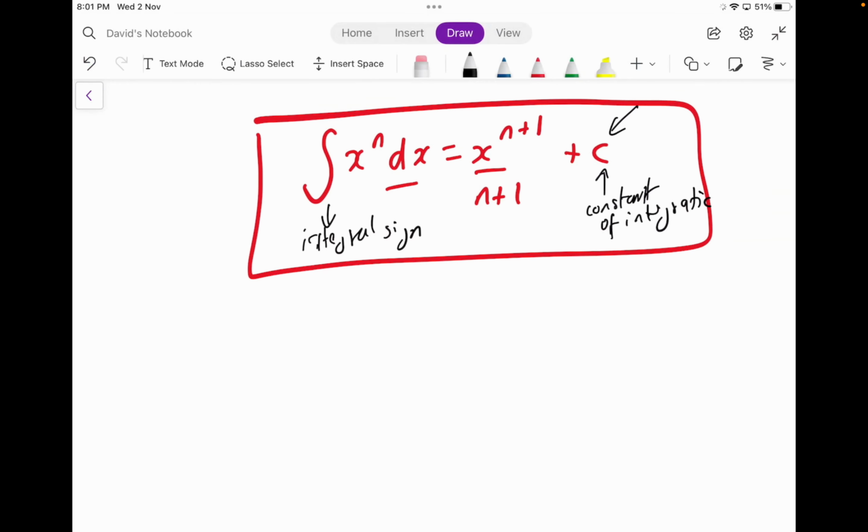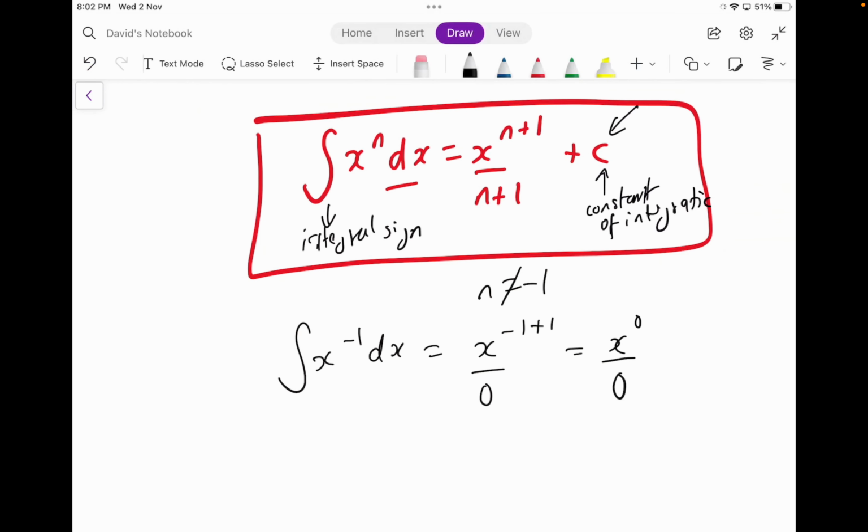Now I'm going to give you the reason why n should not be equivalent to -1. If we had to do the integration of x raised to the power -1 dx, by using the formula above, we have to add a positive 1 to the power, divided by the new power. So -1 plus 1 becomes 0. So that's going to become x raised to the power of 0 divided by 0.